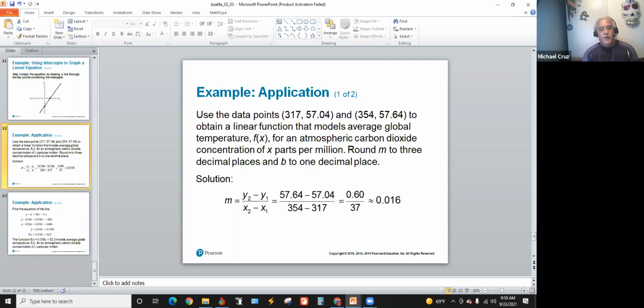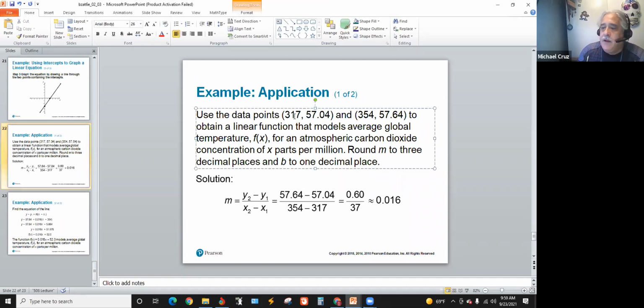the other one is 354, 57.64, to get a linear function that models the average global temperature for atmospheric carbon dioxide concentration in parts per million. In other words, we want to use those 2 points to create an equation. They didn't give us a slope, so the only way we can find it is to create the slope ourselves using the 2 points. Then once we get that slope, we'll come back and use one of the points to create the equation.